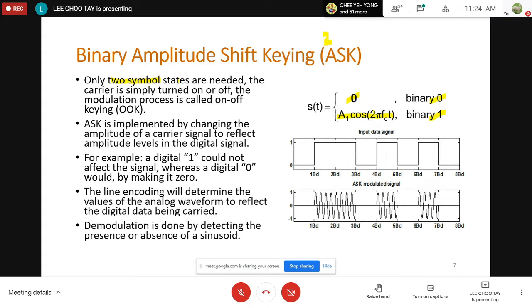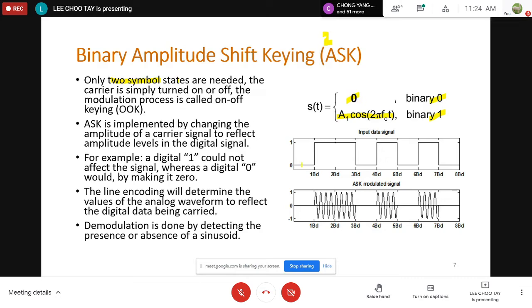Normally we just use a sinusoidal carrier, so in this case, we use the cosine signal. When we send a binary 1, we turn on the carrier signal, and when we send the binary 0, we turn off the carrier signal. The graphical representation for this method is given here.